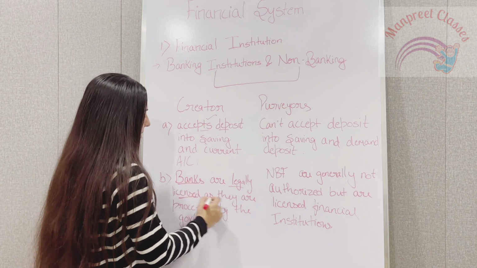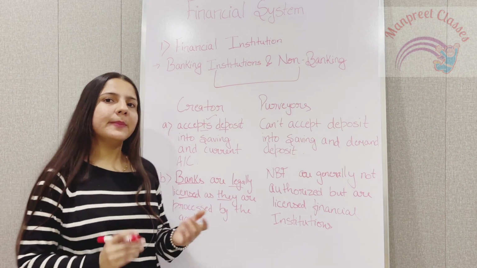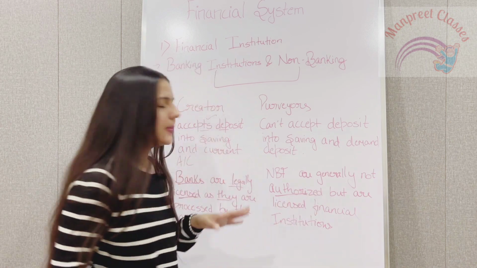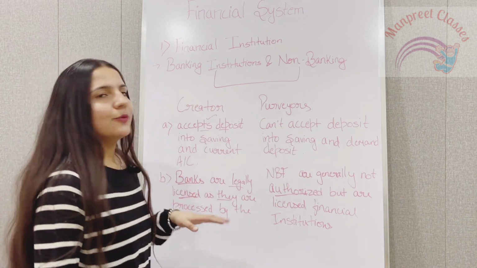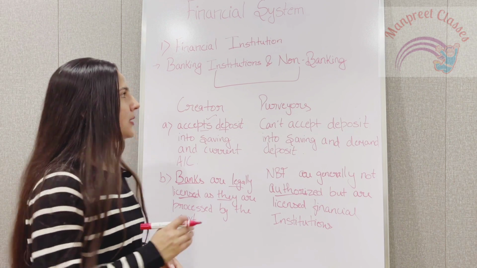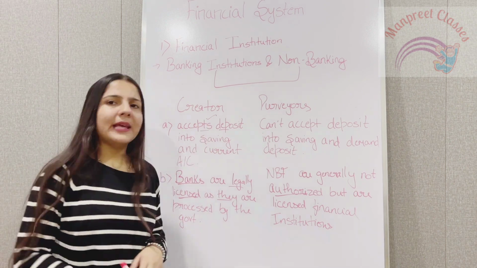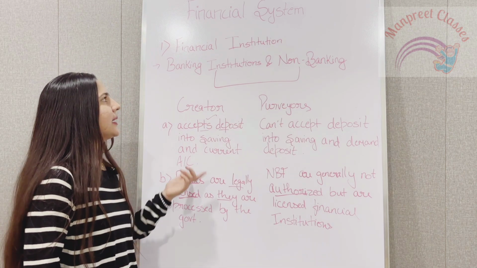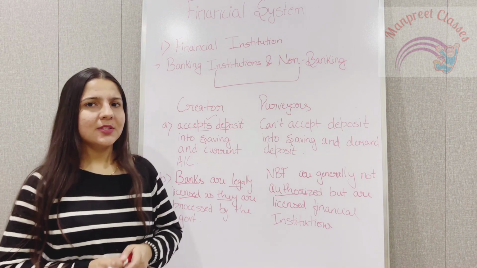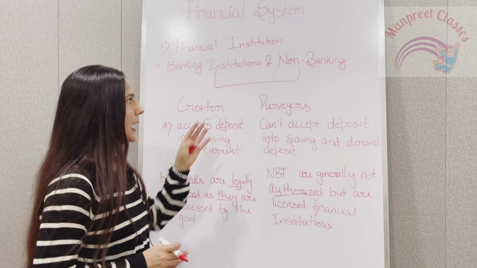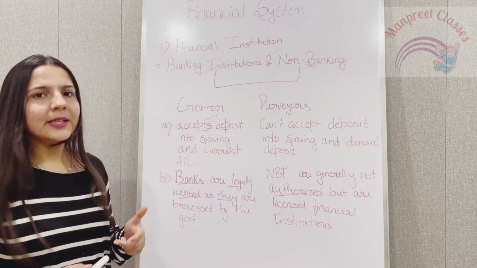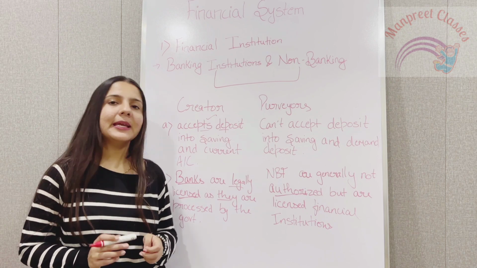Second is banks are legally licensed as they are processed by government. As you all know that banks are licensed by government. On the other hand, non-banking financial institutions are generally not authorized but are licensed by financial institutions. So what do we understand from this? That banks are generally involved in the process of settlement of payment. On the other hand, non-banking institutions are not involved in any kind of payment settlement. Which kind of services do banking and non-banking institutions provide? Banks are generally related to services like providing loans, credit and finance. On the other hand, non-banking institutions are involved in services like insurance, stocks. I hope you got the idea of what is the major difference between non-banking and banking sector.